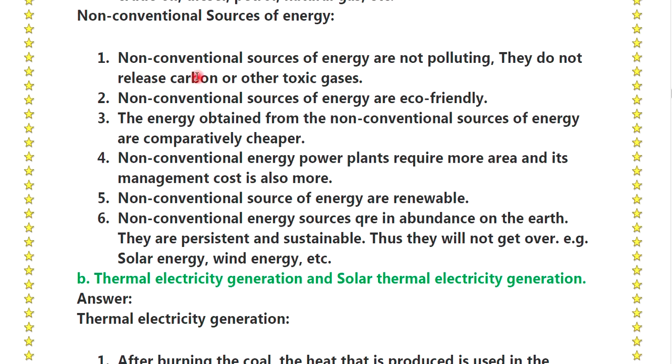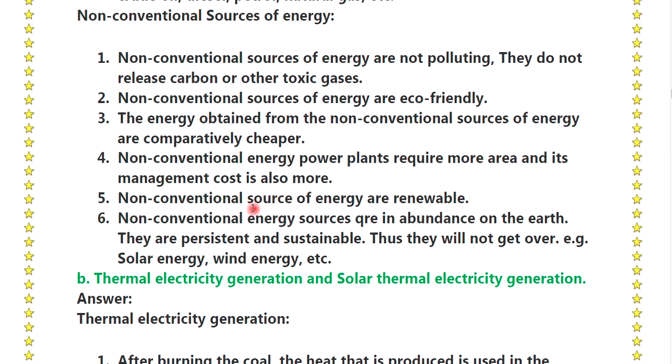Non-conventional source of energy. First point, non-conventional sources of energy are not polluting. They do not release carbon or other toxic gases. Second, non-conventional sources of energy are eco-friendly. The energy obtained from the non-conventional sources of energy is comparatively cheaper. Fourth point, the non-conventional energy power plants require more area and its management cost is also more.